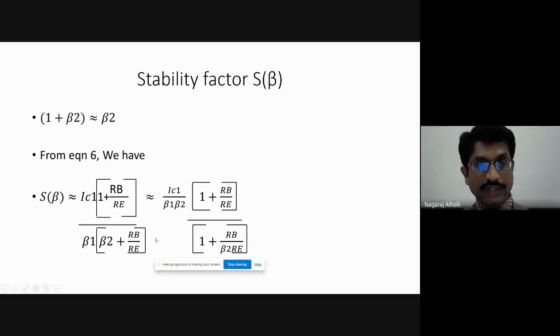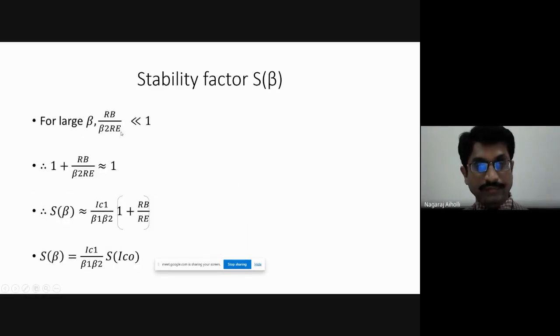Next, this beta 2 I will take common in the denominator. Beta 2 if I take common in the denominator, it will be 1 plus RB by beta 2 RE, right? So this will be multiplied by 1 plus RB by beta 2 RE. Okay. So this is the equation that we simplified further, considering 1 plus beta 2 is approximately equal to beta 2.